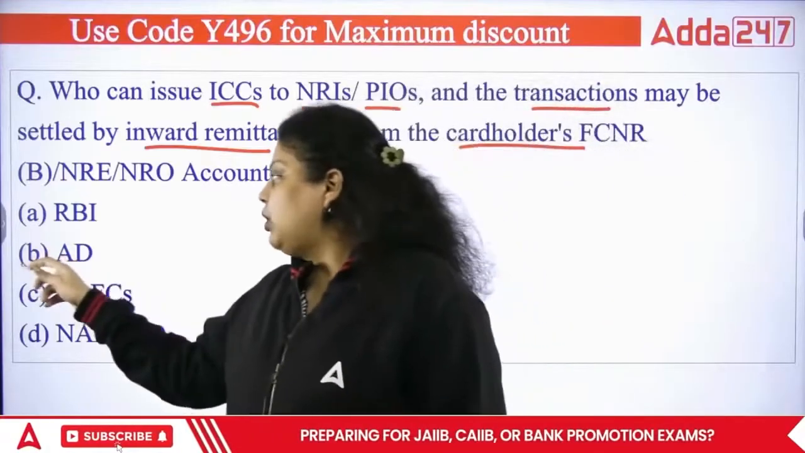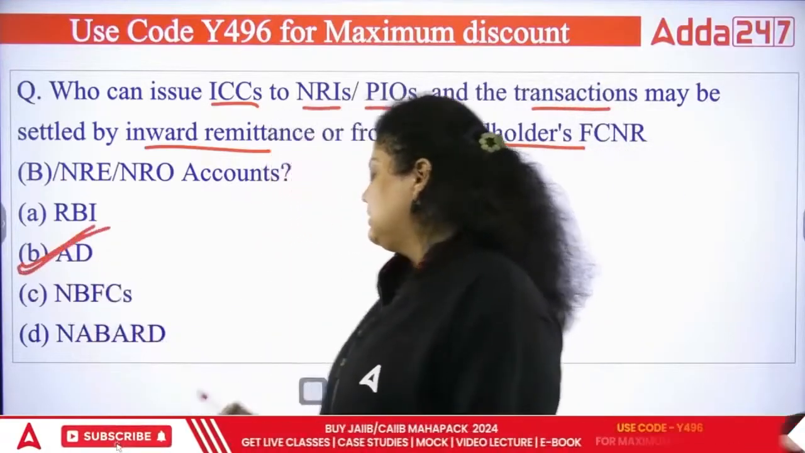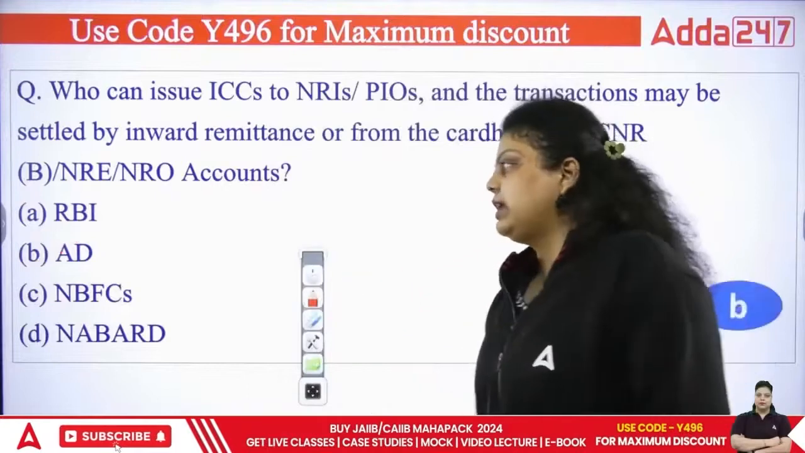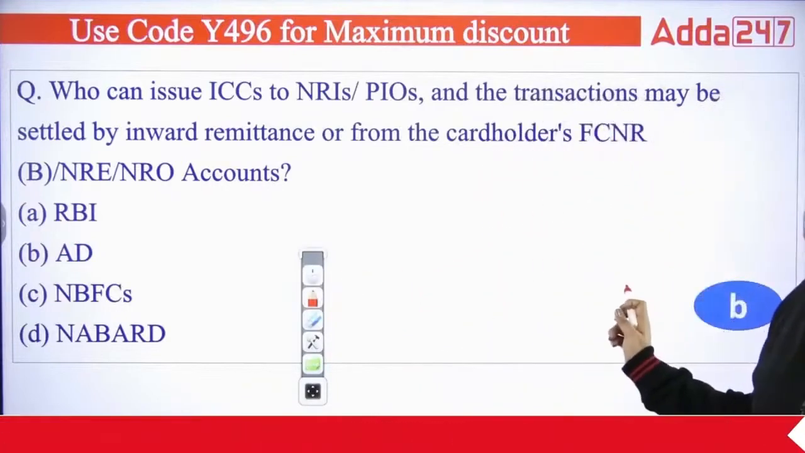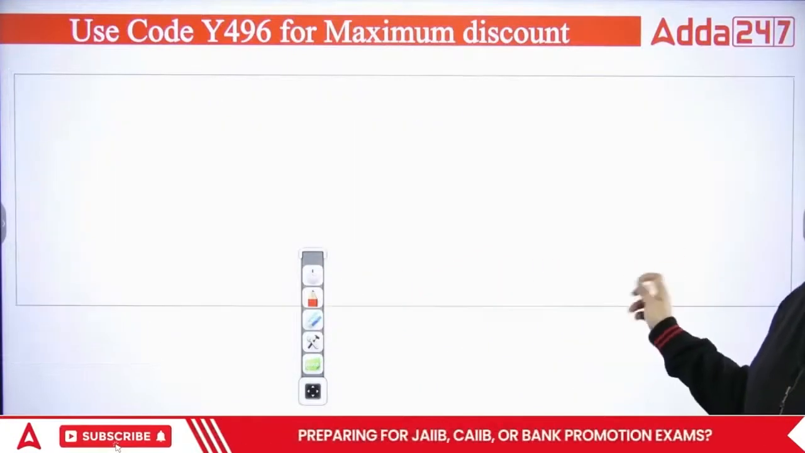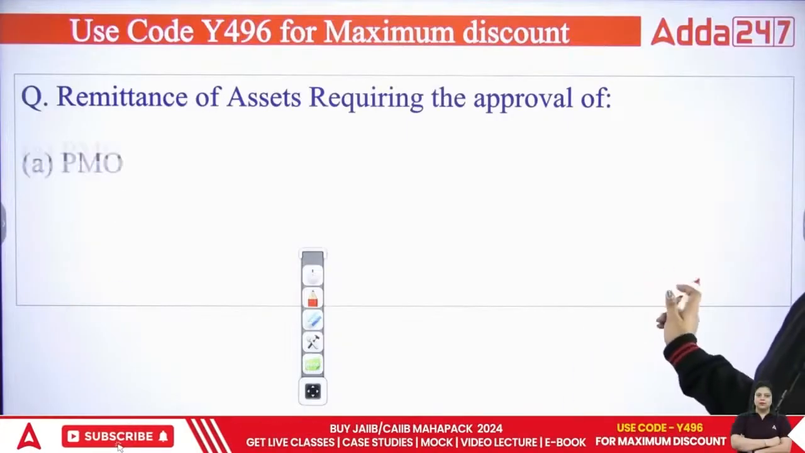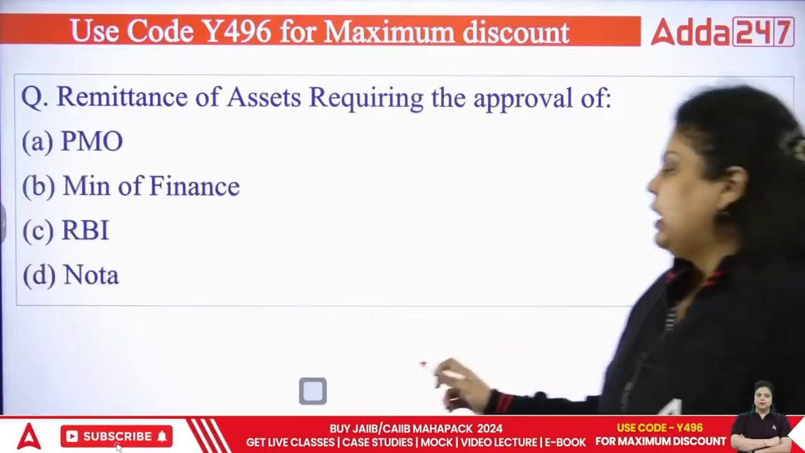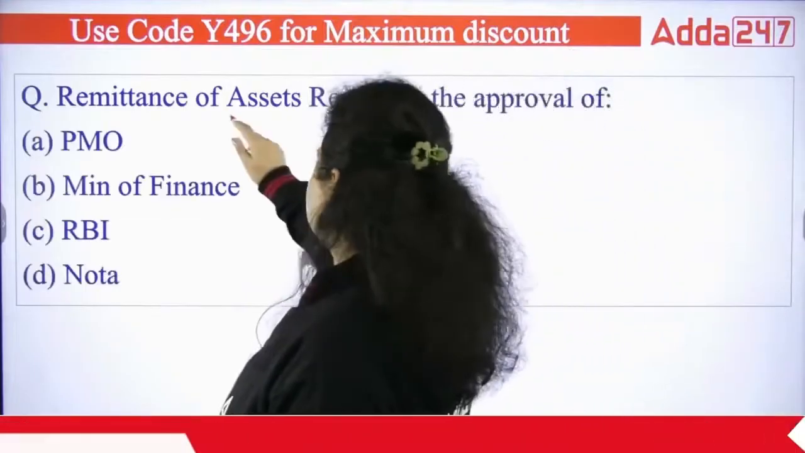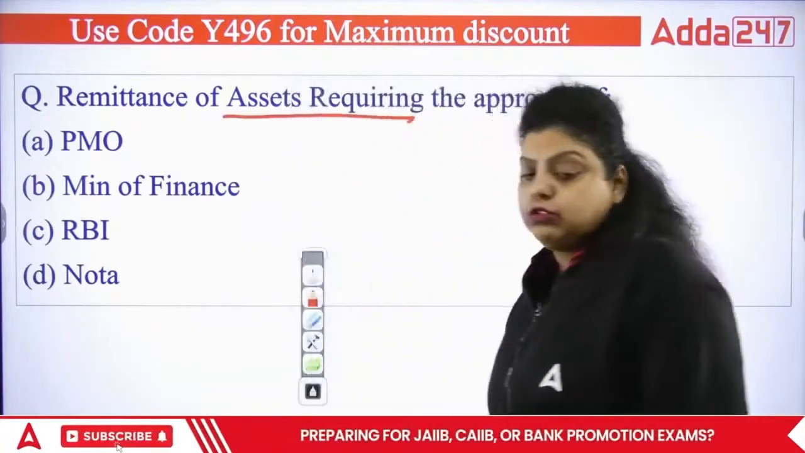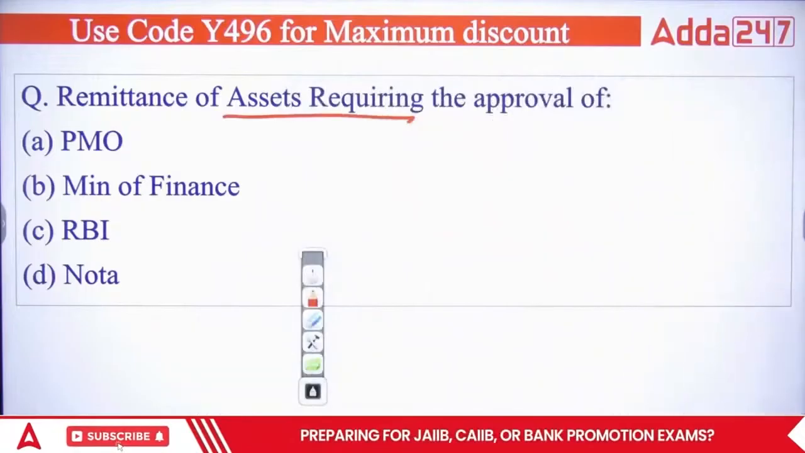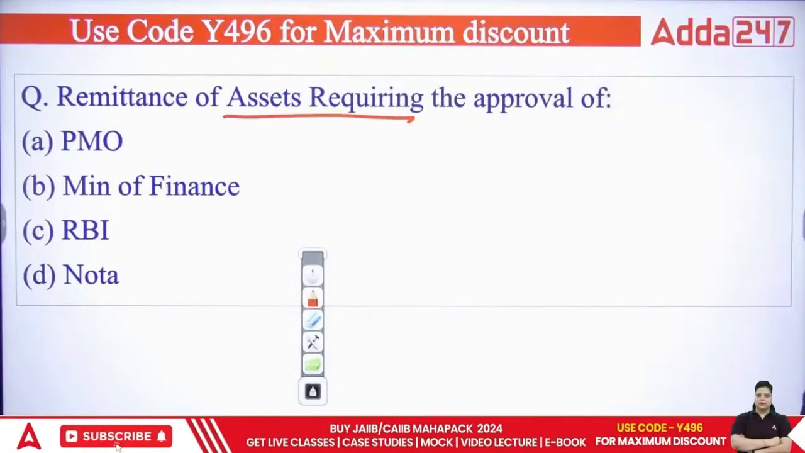So the right answer is authorized dealer. The authorized dealers are allowed here by the Reserve Bank of India. So your right answer will be B. Okay. Next, remittances of assets requiring the approval of which of the following? The PMO, the Ministry of Finance, the RBI, or none of the above?